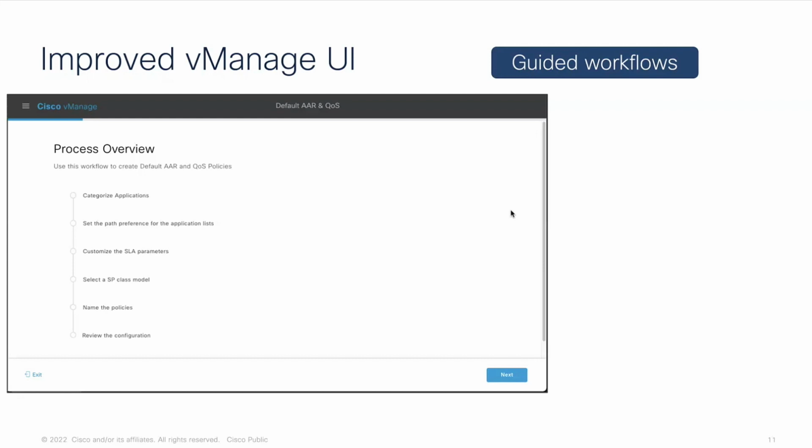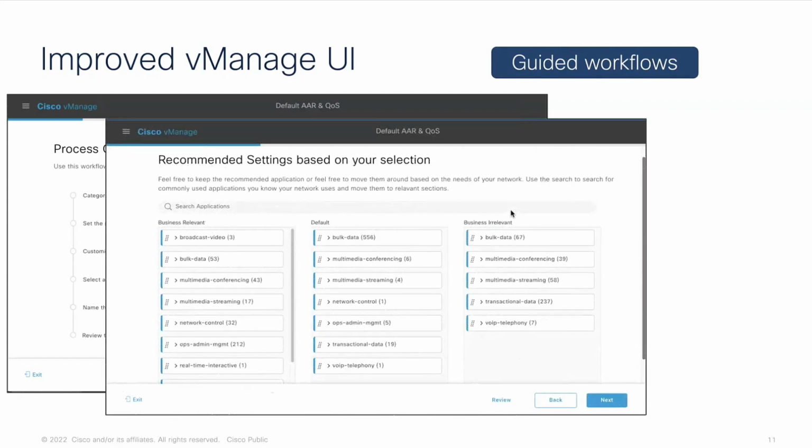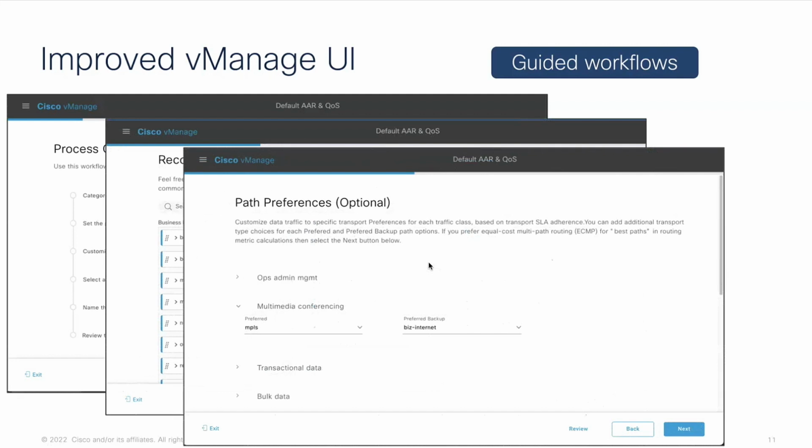So as an example, for the application aware policy, instead of going and defining each piece of that, you actually have a step-by-step workflow. And so I talk about the group of applications. That's what you get by default. You click on next and you have this group of applications. And then you can change that. You can reassign applications between the groups. And then you go next and you define the path preference.